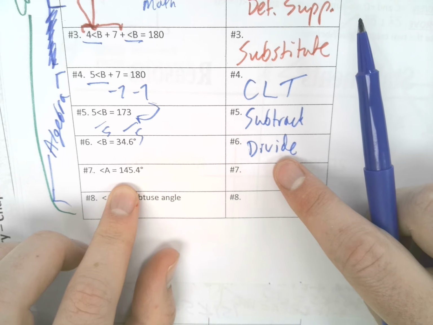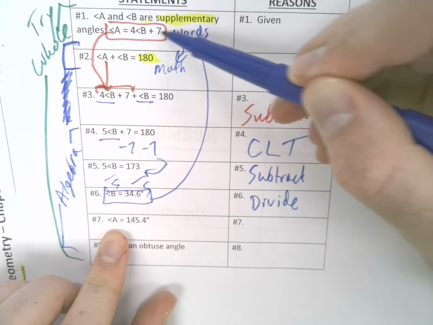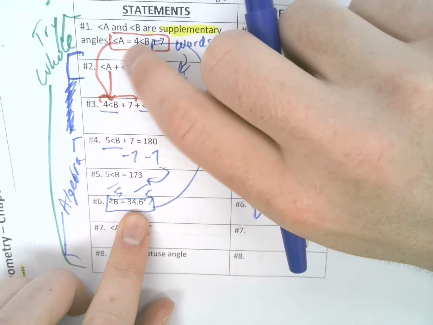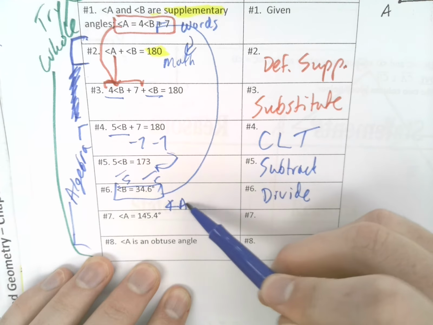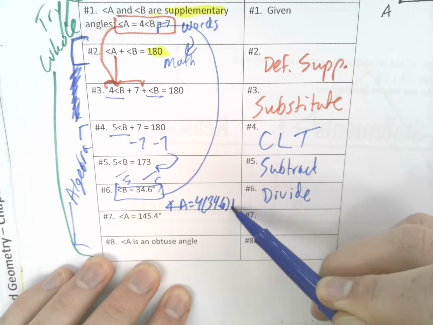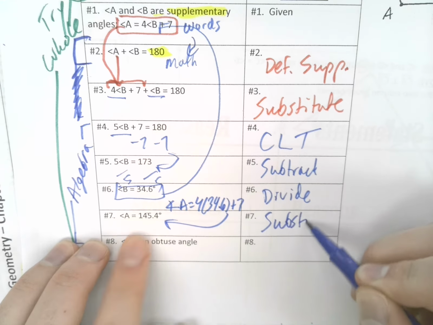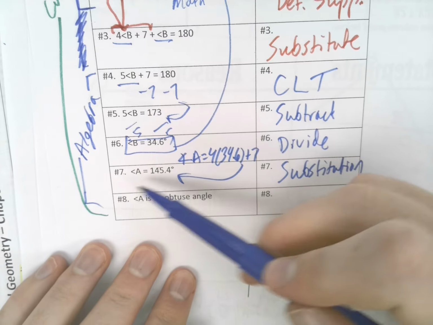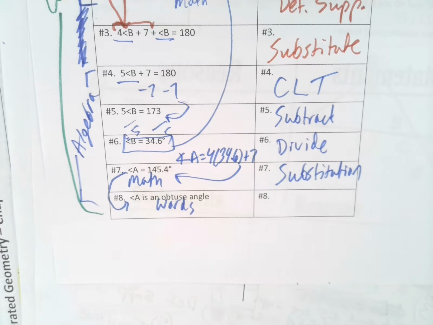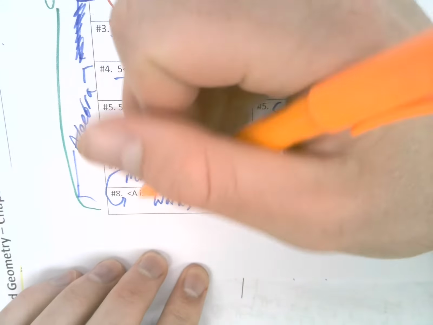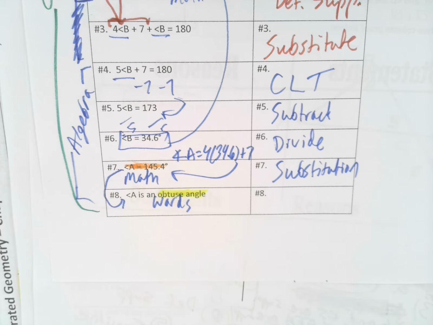Well, then how can we find out what angle A is? Well, isn't angle B used up here? Check it out. Angle A is really just what angle B is, except we multiply it by 4 and add 7. So when you do that, you end up with 145.5 thanks to substitution. And wait a minute. We're going from A to A here. This is math. This is words. Look back to obtuse angle. We got math followed by words. Let's look back at an obtuse angle and make sure we get this right.